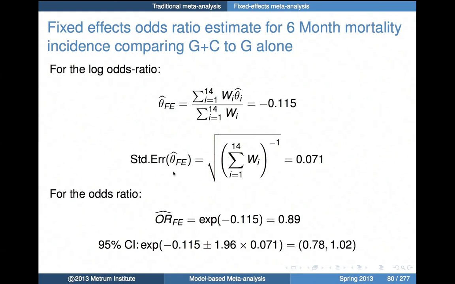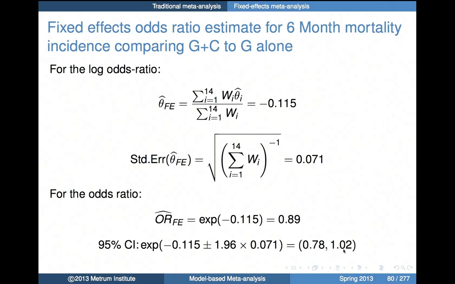Remember, those are on the log odds ratio scale, so we can back calculate those to the odds ratio scale by exponentiating the estimate. So we get an estimate of the odds ratio of 0.89 and a confidence interval for the odds ratio of 0.78 to 1.02. So this would say that the odds of mortality within 6 months on chemotherapy plus gemcitabine relative to gemcitabine alone are 0.89, with perhaps some evidence that there is a mortality benefit, though the confidence interval just creeps over the value of 1, or that null value.